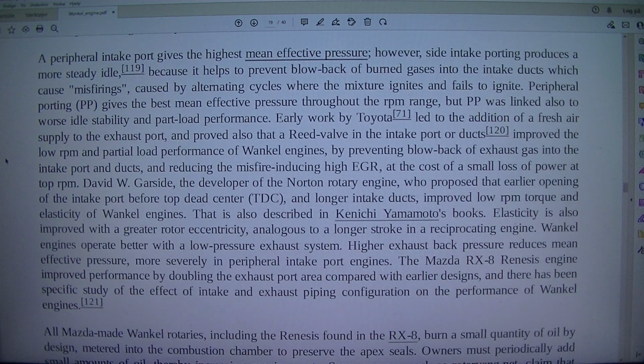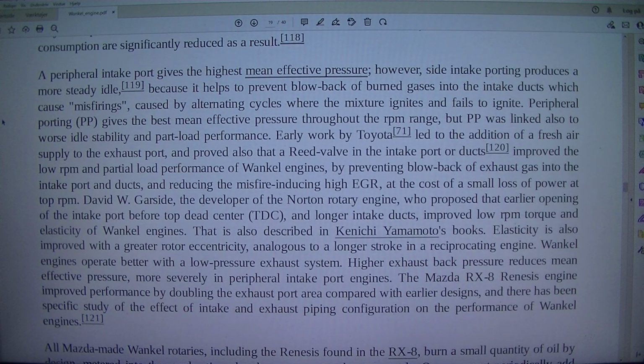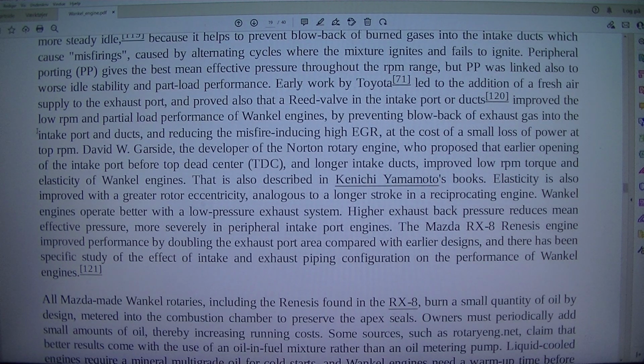118. A peripheral intake port gives the highest mean effective pressure, however, side intake porting produces a more steady idle. 119. Because it helps to prevent blowback of burned gases into the intake ducts, which cause misfirings, caused by alternating cycles where the mixture ignites and fails to ignite. Peripheral porting, PP, gives the best mean effective pressure throughout the RPM range, but PP was linked also to idle stability and part load performance.